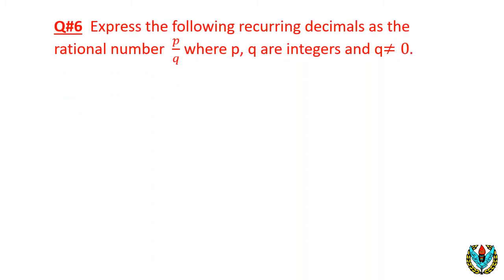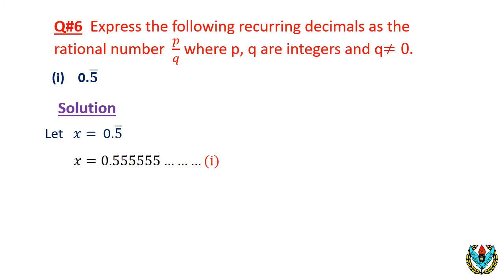Question number 6. Express the following recurring decimals as the rational number p over q, where p and q are integers and q is not equal to 0. Part 1. 0.5 bar. Its solution is, let x be equal to 0.5 bar. Dear students, here bar means non-terminating recurring number. So we have x equal to 0.555 and so on as equation number 1.